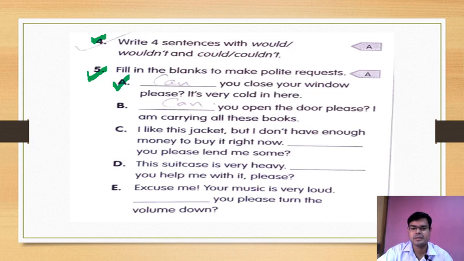Next, dash you open the door please. Can you open the door please? I'm carrying all these books. So like that it can be written. So you have to complete the remaining C, D and E. I hope you have understood how to do it. Correct? Very nice.